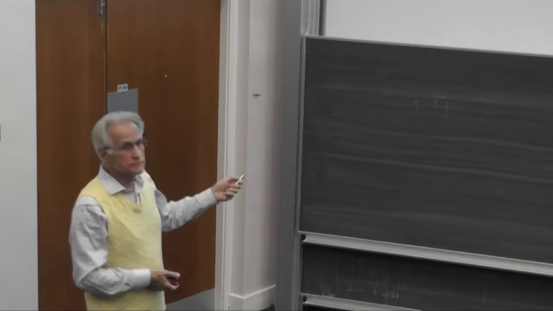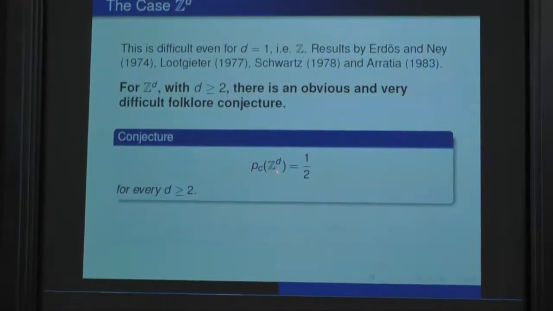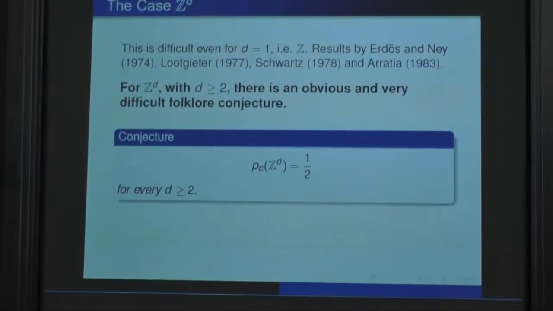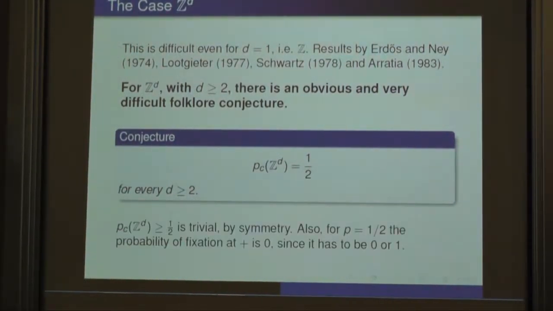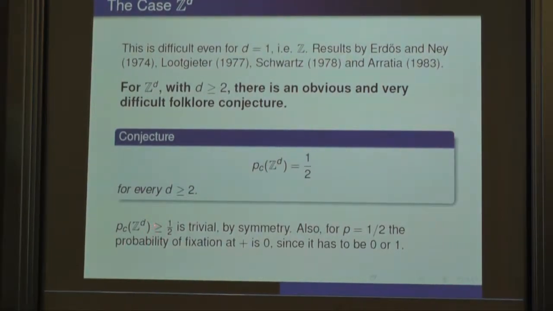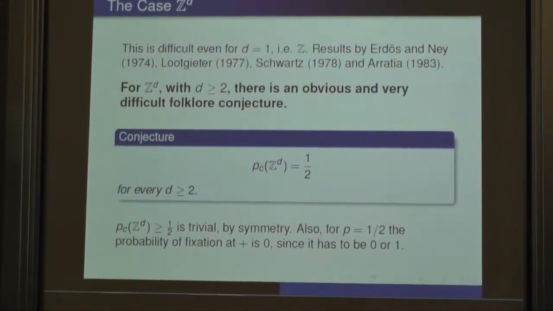But for d at least 2, there is an obvious folklore conjecture which really has been around for quite a while, that the critical probability for every d at least 2 is exactly 1/2. It doesn't tend to 1/2, it's exactly 1/2. Now, as it happens, it's trivial that it's at least 1/2 by symmetry, and also that at 0 it's 0. But the question is whether it is really 1/2.